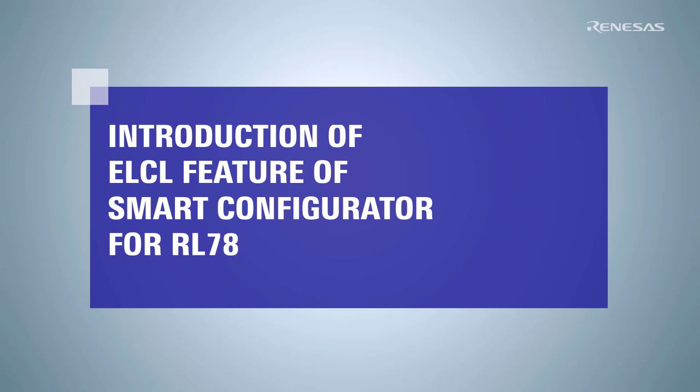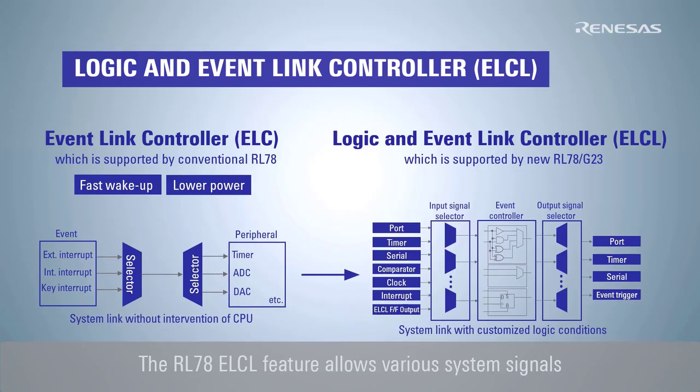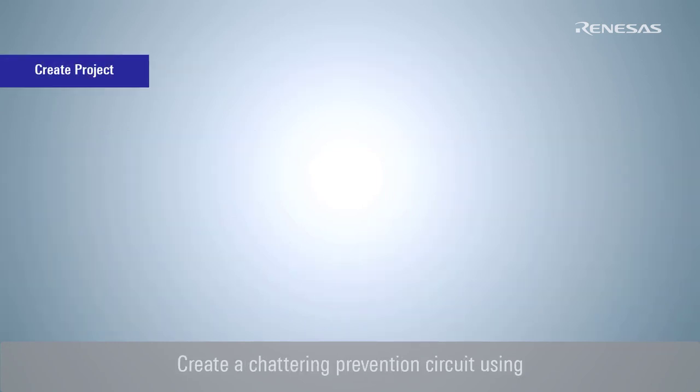This video introduces the ELCL feature of the Smart Configurator for RL78 family. The RL78 ELCL feature allows various system signals to be connected in combination with any logic function, allowing flexible customization of functions according to system requirements. This video creates a chattering prevention circuit using the ELCL flexible circuit component.